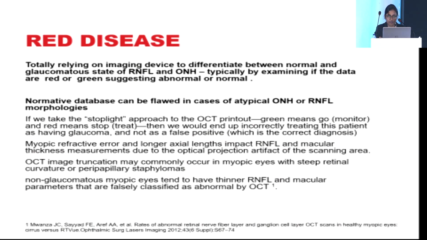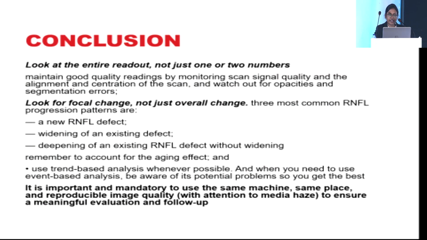And there is a floor effect that has been discussed, that in the advanced stages of glaucoma, OCT is not of great value, because below 40, it will not help in diagnosing and quantifying the retinal nerve fiber layer thickness. So look at the entire readout, not just 1 or 2 numbers. Maintain good quality readings by monitoring the scan signal quality, alignment, and centration of the scan, and watch out for opacities and segmentation errors. And look for the focal change rather than overall change. It is important and mandatory to use the same machine, same place, and reproducible image quality to ensure a meaningful evaluation and follow-up. Thank you.